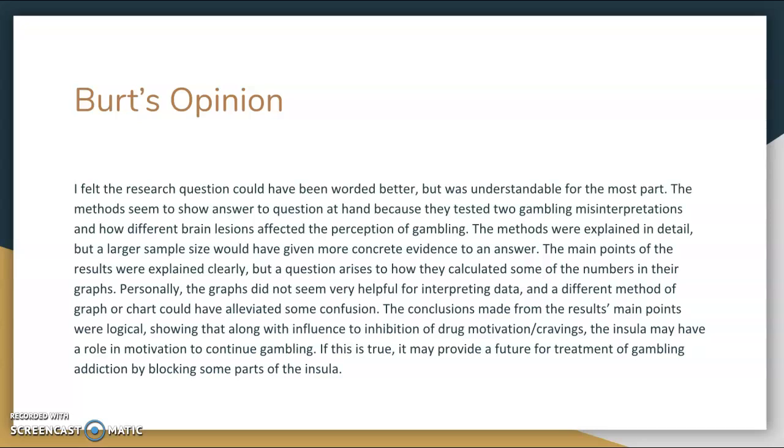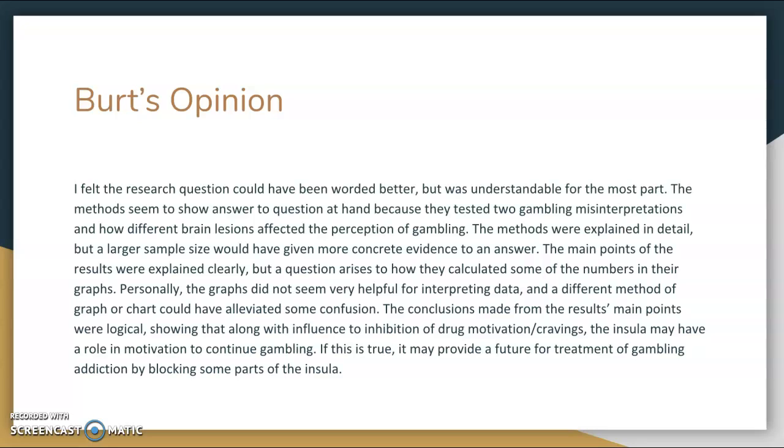The main points of the results were explained clearly, but questions arose as to how they calculated some of the numbers in the graphs because they didn't explain it. They didn't explain their equations very well when it came to the graphs and the data that they interpreted. So personally, the graphs did not seem very helpful for interpreting data, and a different method of graph or chart could have alleviated some confusion.